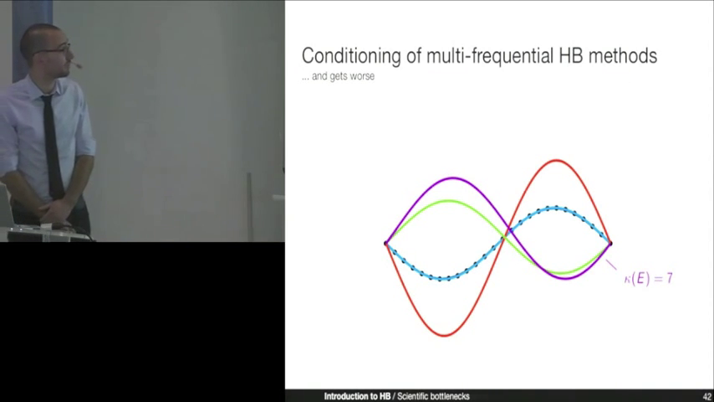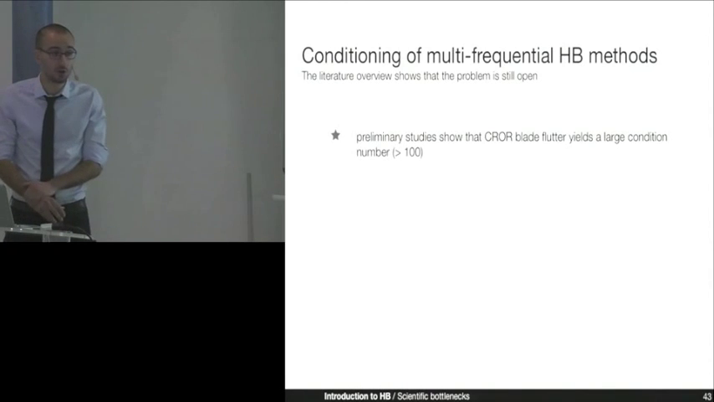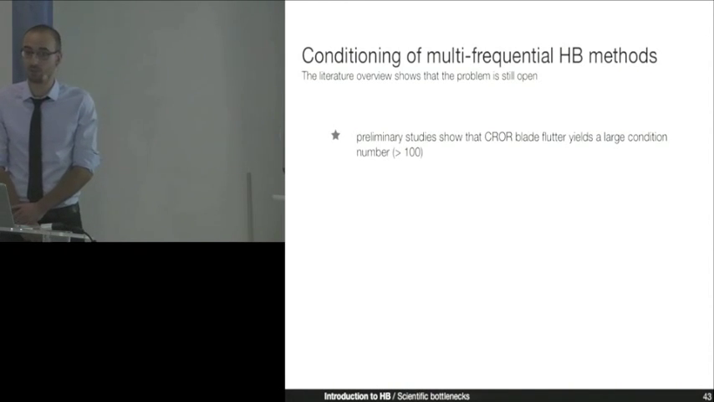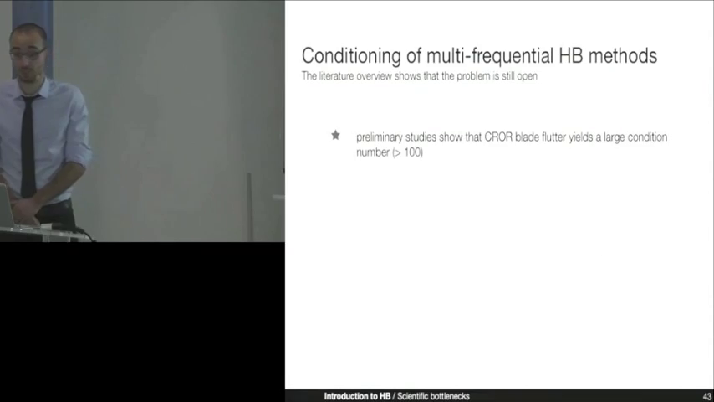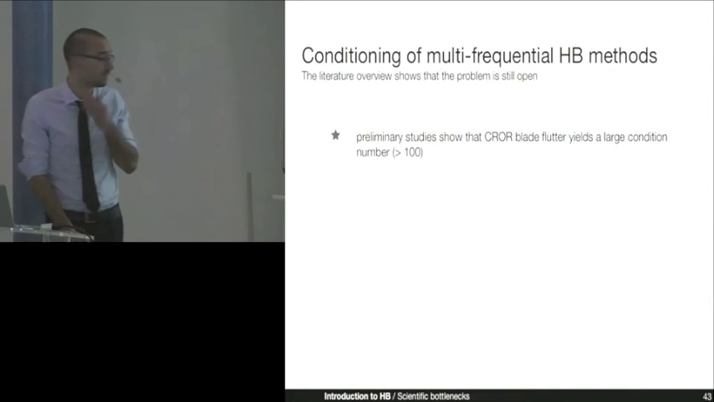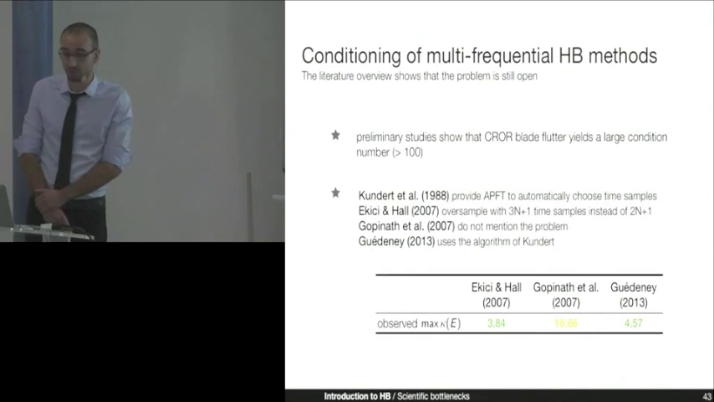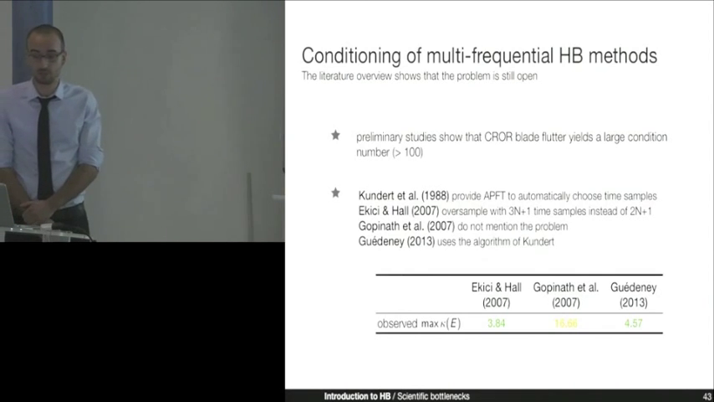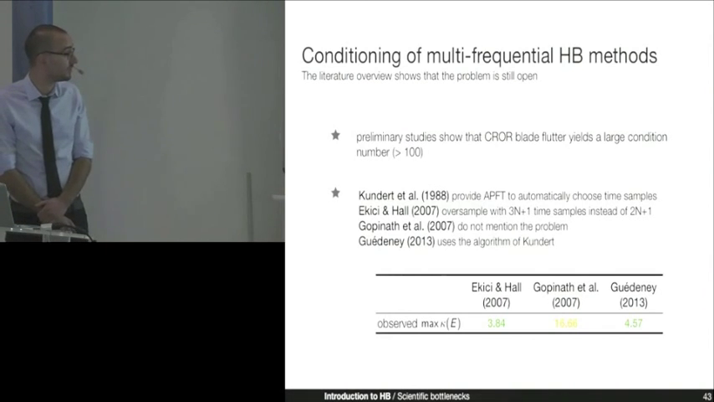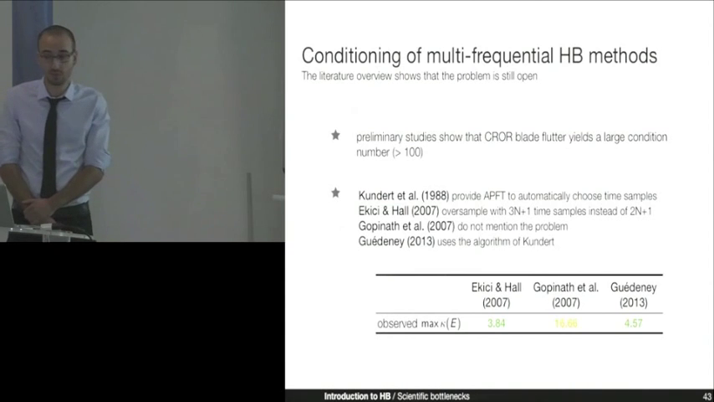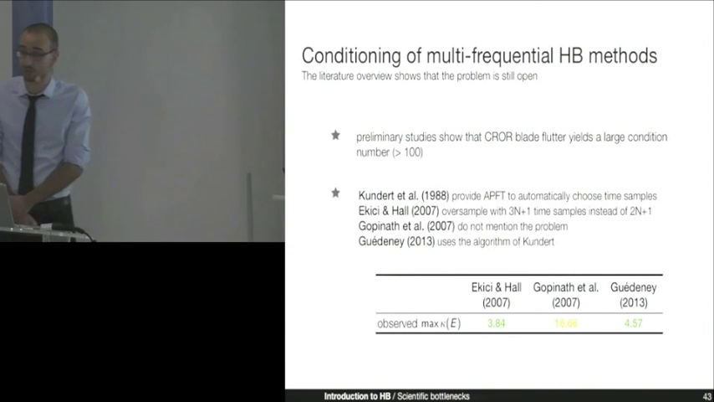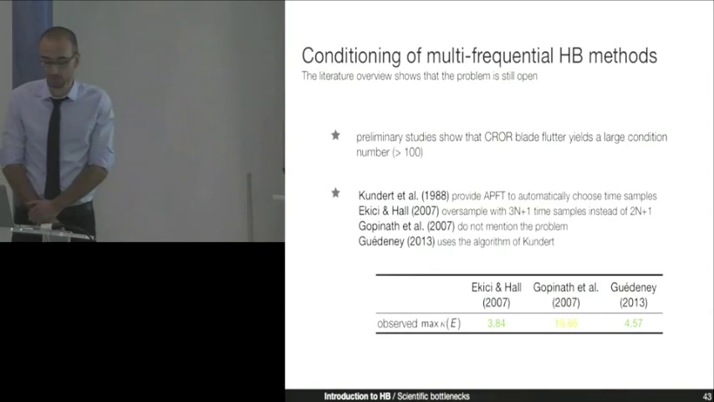The problem is that preliminary studies show that CORRE blade flutter can yield large condition numbers, typically superior to 100. In the literature, several authors have talked about this problem but never really solved it. In fact, Kundert et al. proposed an algorithm to automatically choose the time samples, but this algorithm can provide large condition numbers for given frequencies.